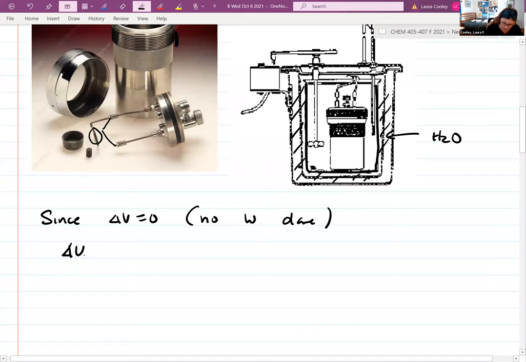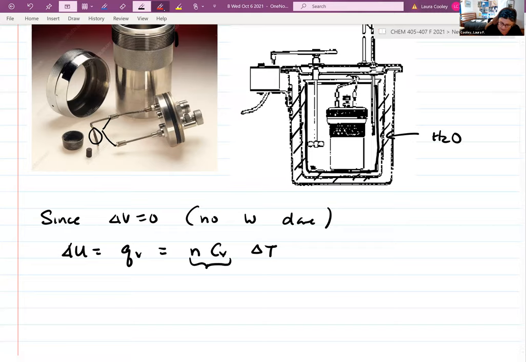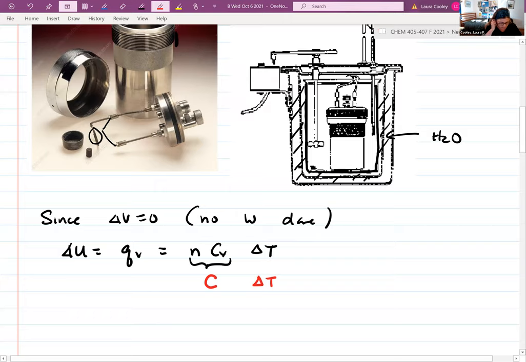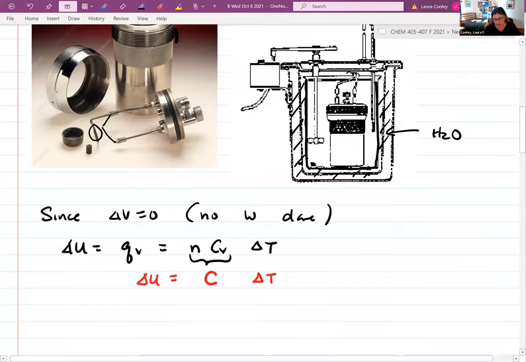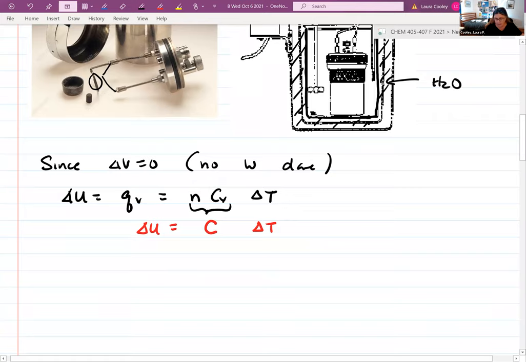We have delta U, Q_V equals n C_V delta T. And a lot of times this is just incorporated into a single constant C, right? So we have delta U is C delta T. However, I'm going to give you a problem in the next week or two, and it's going to give you a different equation to use for this type of situation.